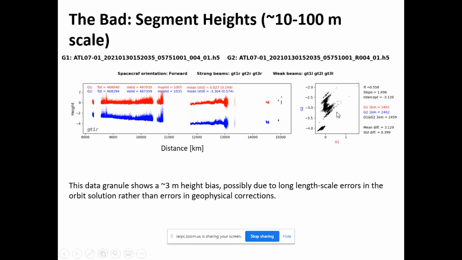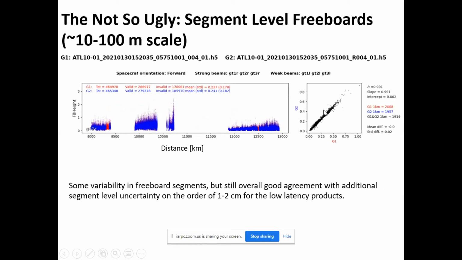So if you do a scatter plot here, it looks pretty bad. I don't think this is particularly meaningful. Again, this is a really long orbit, so you're going to see pretty big jumps in the sea surface height over thousands of kilometers, and that's what leads to this kind of scale.